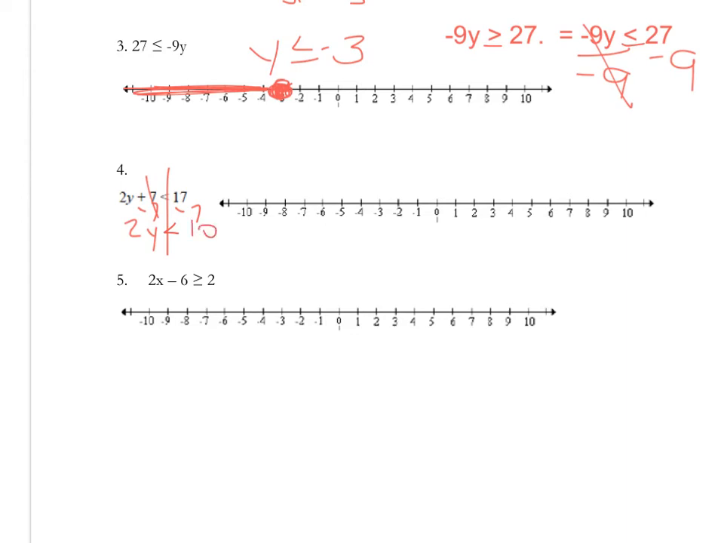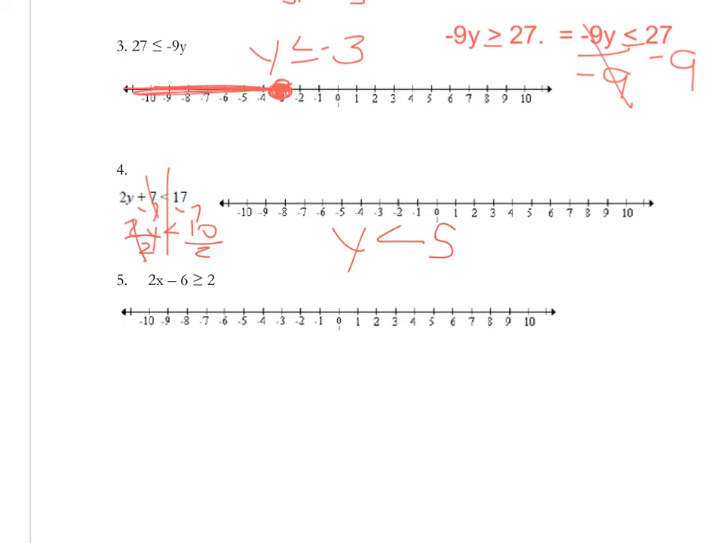All right, so I'm multiplying the 2 and the y right here. So I need to do the inverse of that, which would be to divide. And when I divide that, 2 divided by 2 cancels out, leaving me with y is less than. And then now I'm going to do 10 divided by 2, which is 5. All right, so this is y is less than 5.